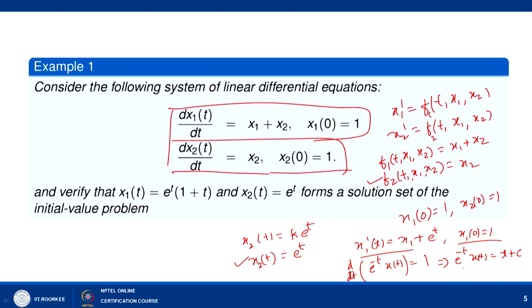If you use the condition, then it is nothing but 1 equal to c. So, it means that c is fixed now. So, we can simplify this and we can write down that x1(t) equal to e to power t times (1 plus t), and x2(t) equal to e to power t is a solution of this system of linear differential equations. So, here we can say that the given system of linear differential equations has a solution x1(t) equal to e to power t times (1 plus t) and x2(t) equal to e to power t, and we can call this that x1 and x2 form a solution set of the initial value problem given as this.